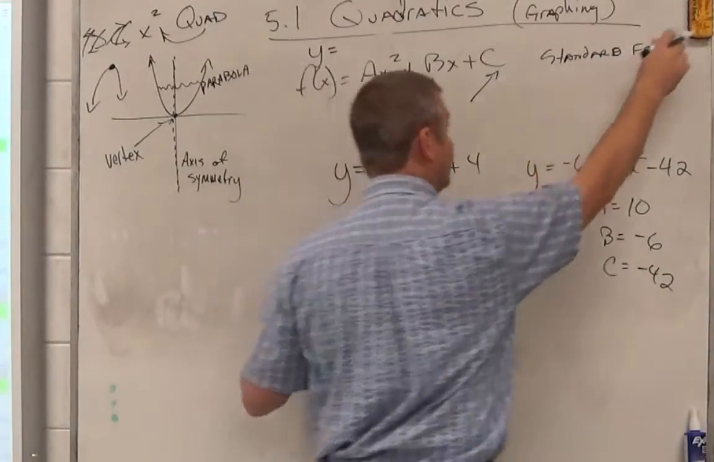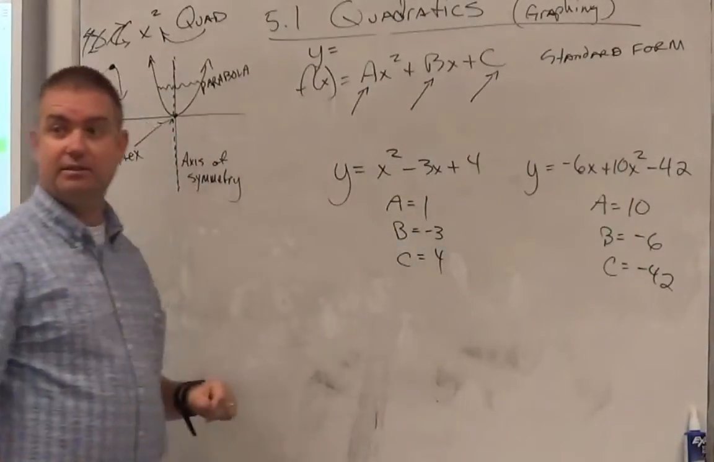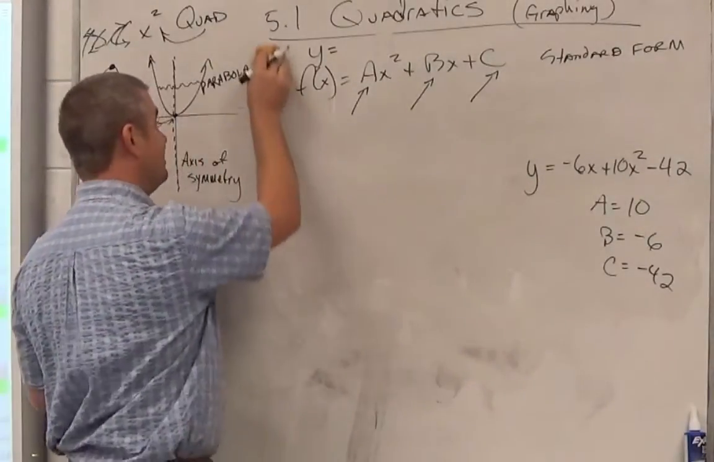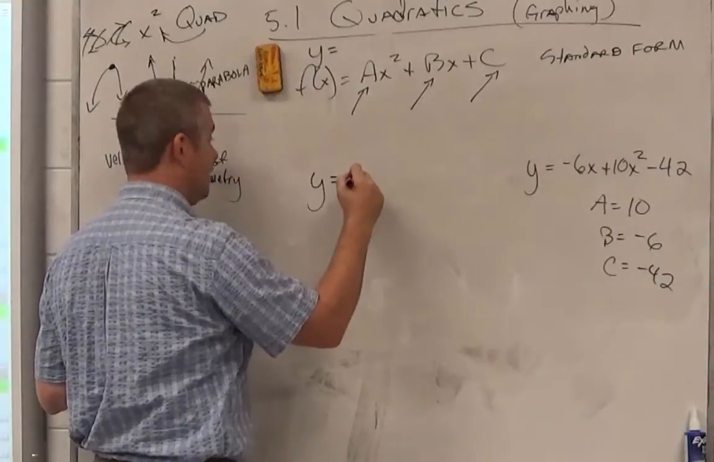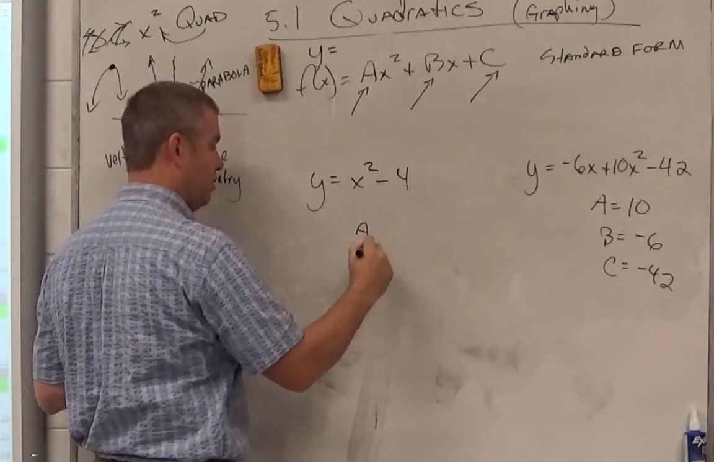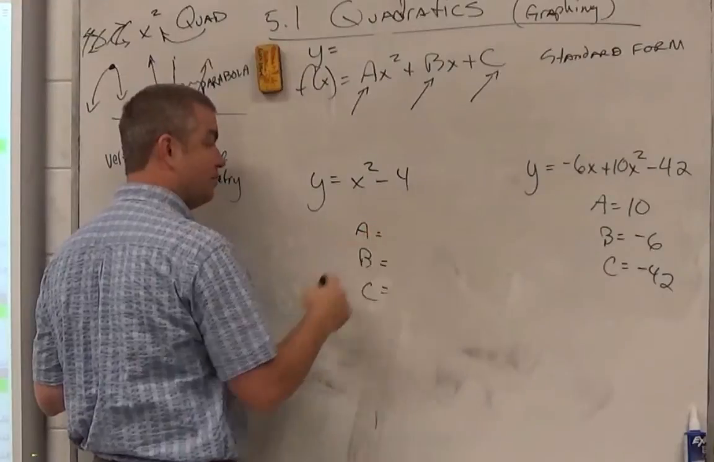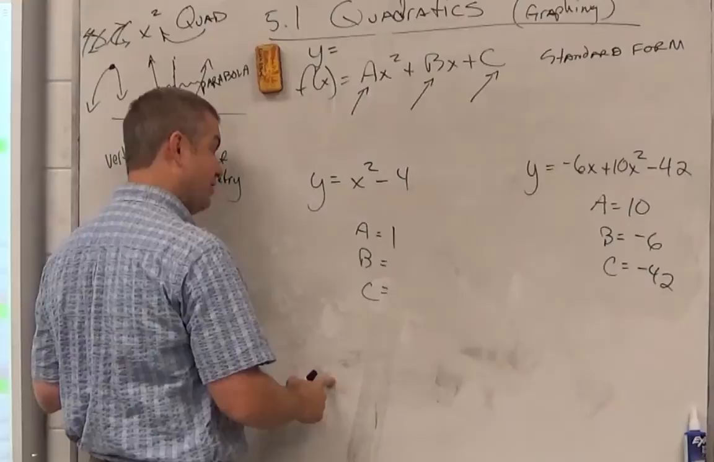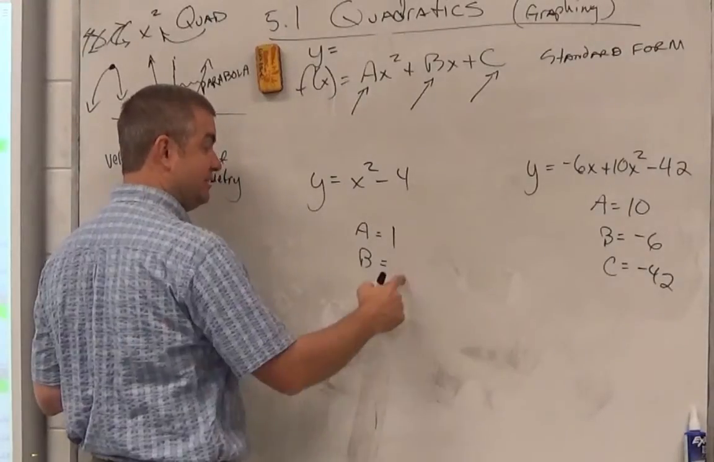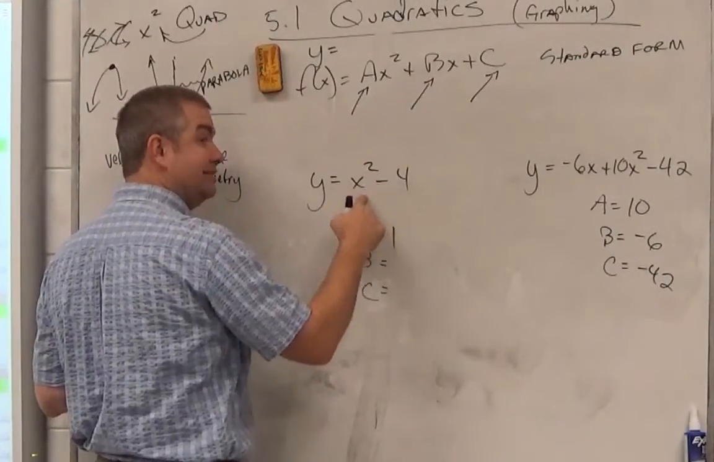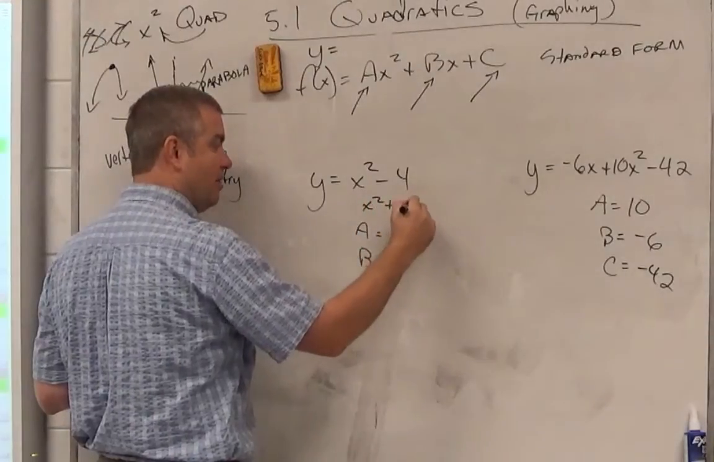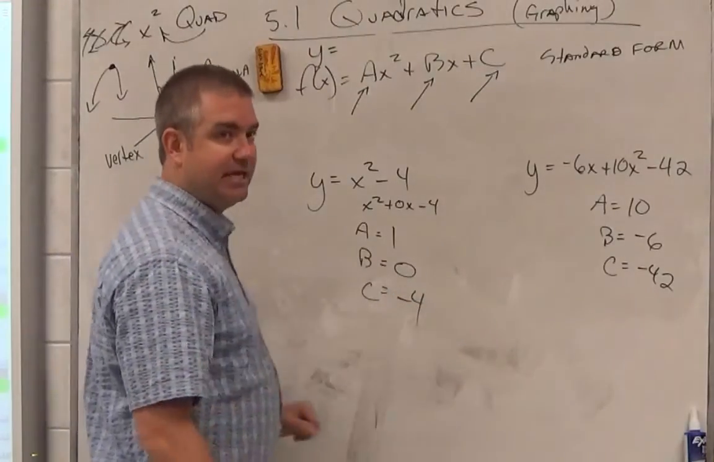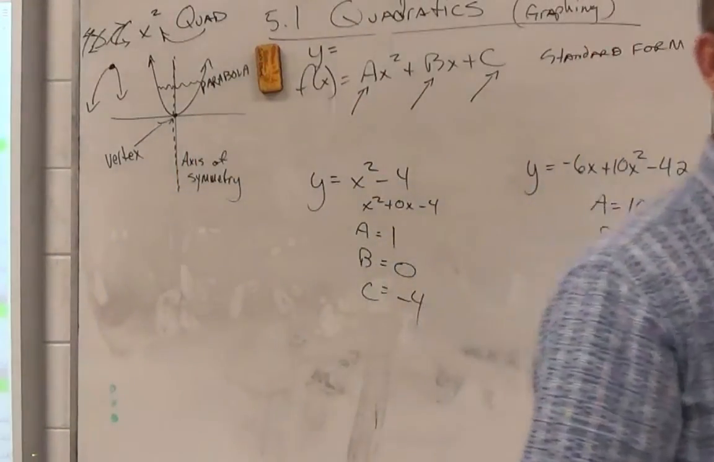A couple more and then we'll move on. Questions on either one of these? Any questions? All right. How about this one? y equals x squared minus 4. What's a in this problem? 1. What's b? 0. Is it 0 or is it -4? It's 0 because there is no x value. Technically, this is x squared plus 0x minus 4. b is 0, and c is -4.